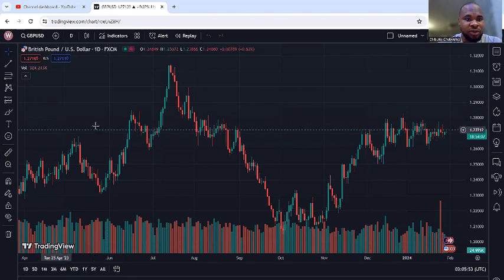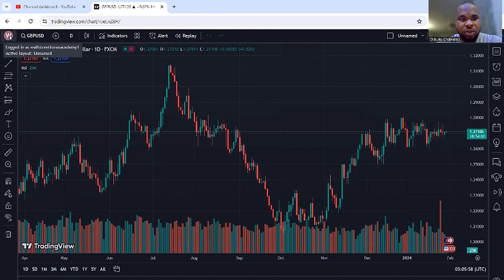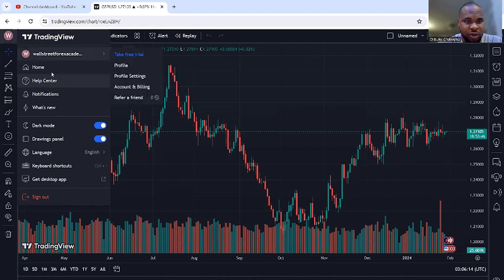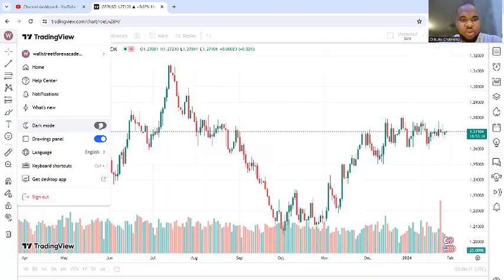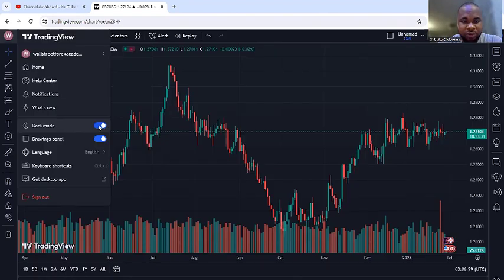Do you understand? So first thing is this. Looking at what we have here, we have the W, like a logo, for your mail, because you have to log in on TradingView to get access to the page you are seeing right now. When you tap here, you have a lot of tools like home, help center, notifications, and all that. Under here, you see dark mode. You can still switch your chart to white or bring it down, depending on what you prefer.